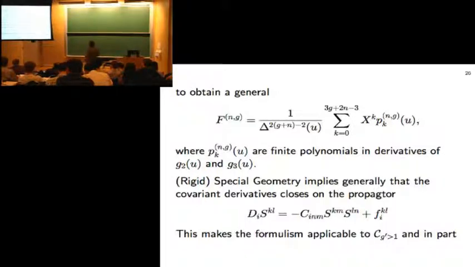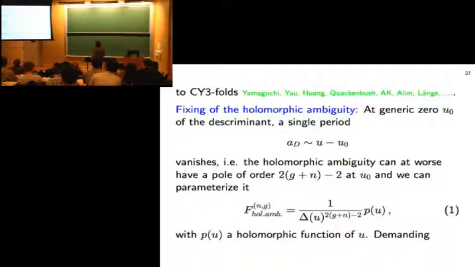So this is actually a piece of a more general story. In this case, we have rigid special geometry, but special geometry implies in general that the covariant derivatives on the propagator actually close on the propagator with holomorphic pieces here. And this makes this formalism applicable to all genus, I mean, all rank of the gauge group, for example, and also to Calabi-Yau threefolds. And this was pioneered by Yamaguchi and Yau, and then also by a collaboration of myself and Alim and Länge. They analyzed this. So this is a very general story.